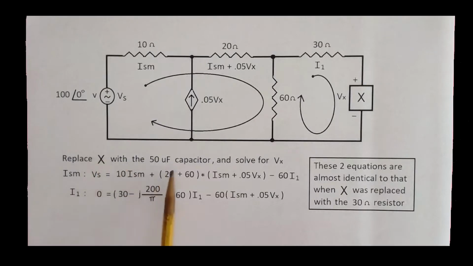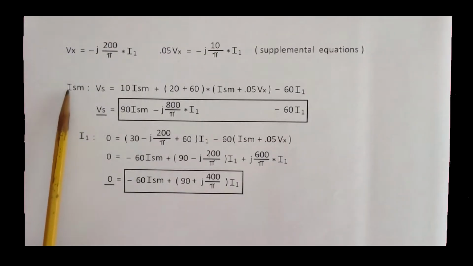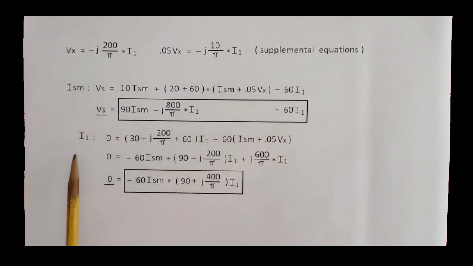Now we replace X with a 50 microfarad capacitor. Again, the supermesh equation, nothing new going on. I1, again, this particular part here is now capacitive impedance. Again, both equations are very similar to when we used the resistor. I repeated the supermesh equation and repeated the I1 mesh equation.